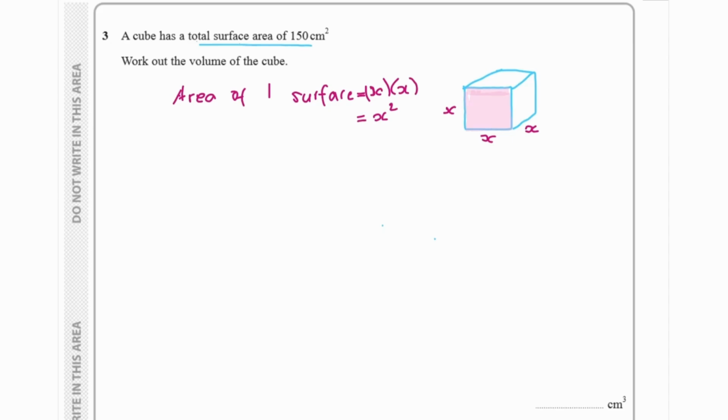Because the lengths are all equal in a cube, the areas of each surface would also be equal. Therefore, the total surface area would be 6 times x squared because we've got 6 faces in the cube. We now have an expression for the total surface area, and what we can do is make an equation using the information given. The total surface area is 150, so we can substitute that, and that should be equal to 6x squared. So in order to solve this for x, we would first divide both sides by 6.